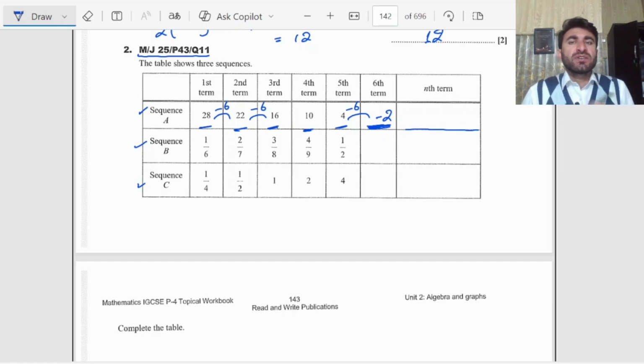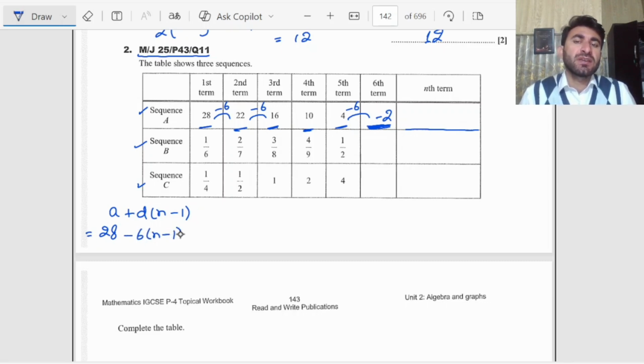As we can see, the first difference is a constant number, so it is a linear sequence, and in order to find the nth term of this sequence, we will use the formula for the nth term of a linear sequence. It is a plus d times n minus 1, where a is the first term, 28 over here, and d is minus 6, the common difference, times n minus 1. When I simplify, it will be 28 minus 6n plus 6. So after simplification, it shall become 34 minus 6n. So that is the nth term of sequence A.